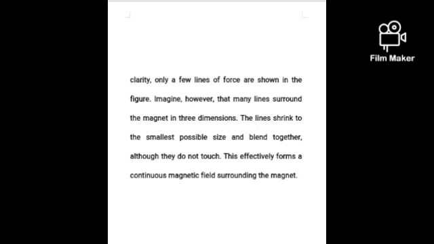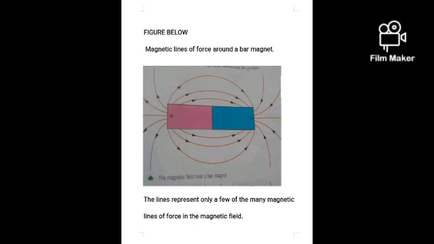So you can see below the diagram, and that is the magnetic lines of force around a bar magnet. You can see the north in the form of pink. You can see the south in the form of blue. Then the lines, that is what we call lines of force, move from the north to the south, and also from the south they come back again. That is what we call the magnetic lines of a bar magnet. The lines represent only a few of the many magnetic lines of force in a magnetic field.